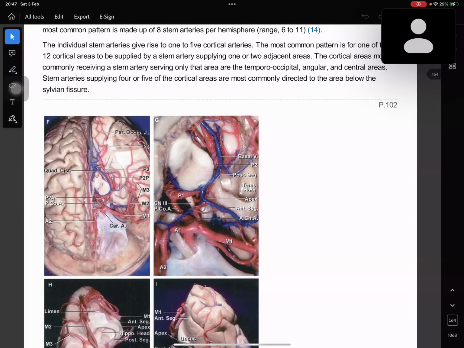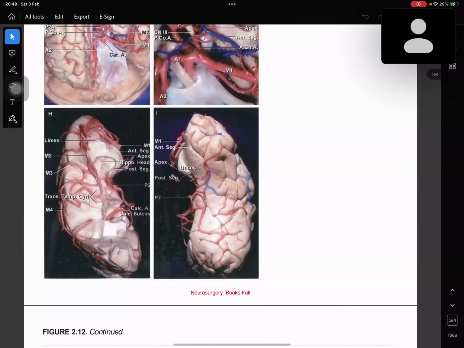And then the final segment, P4, is usually cortical. P3 usually ends at the level of the calcarine sulcus, and then P4 takes the vascularization of the calcarine gyrus. Hence, an ischemia of the P4 will usually lead to visual impairment.